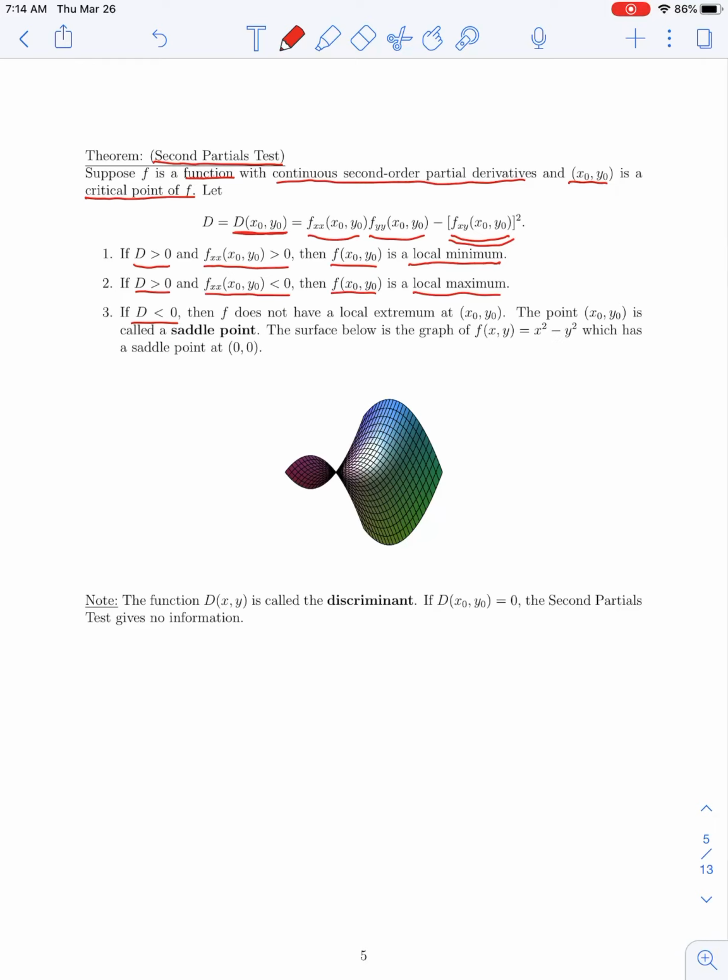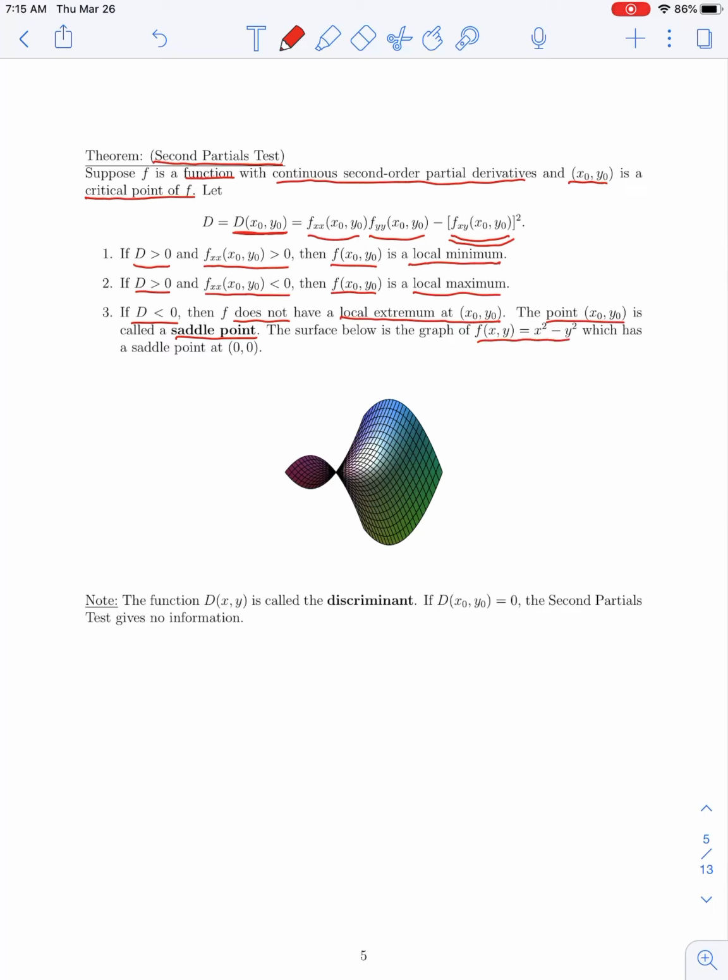Now, the other case is if this value D is negative, then our function does not have a local extremum at that point. We have neither a local maximum nor a local minimum at that critical point. In this type of situation, we would say that the point x naught, y naught is called a saddle point of that function. So in the case of a saddle point, let's see what's happening. What would our surface look like if we're working with a saddle point?